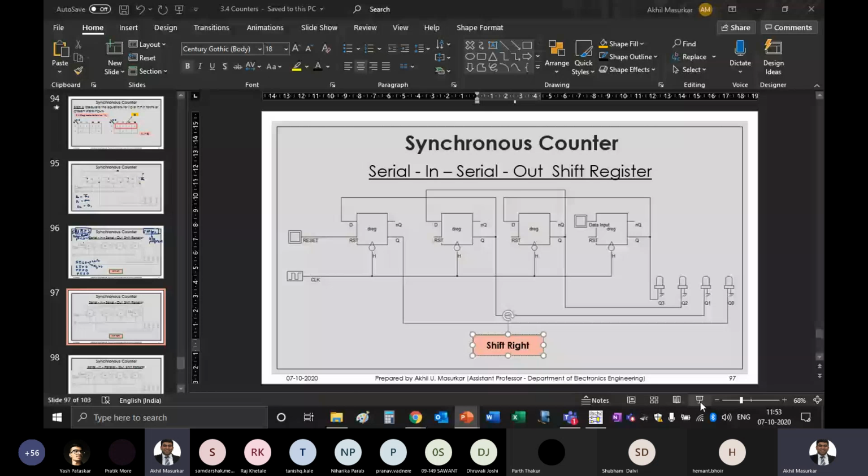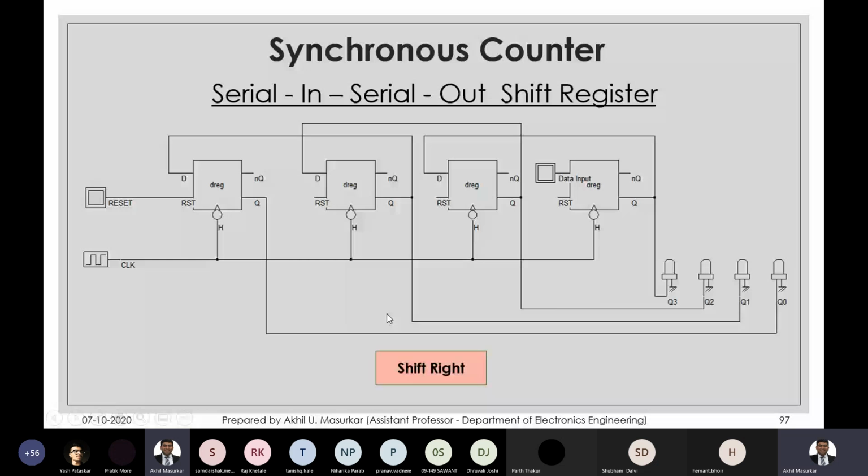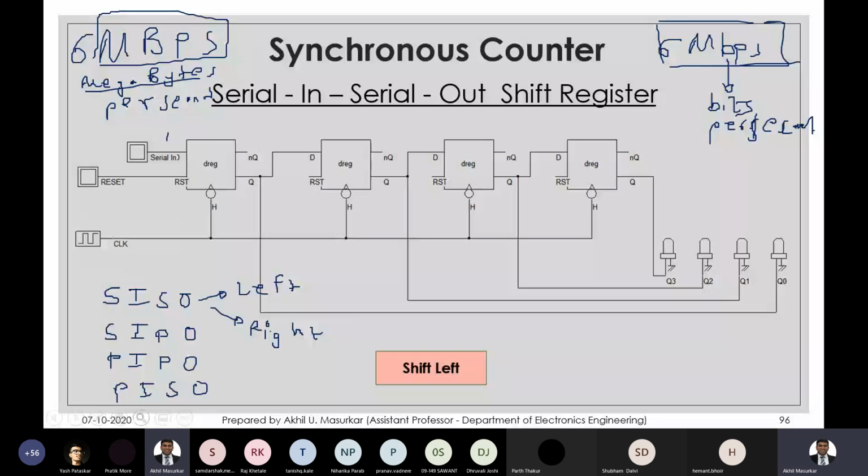Even when I was a student, I had this confusion. And then I thought that it really doesn't matter where it is. Here I am writing shift left. You might feel I am writing shift left here. So we saw that if I look at Q3, Q2, Q1, Q0, the bits are entering from this side, so they are going from right to left. That is why we are calling it shift left. The bits are moving leftwards.